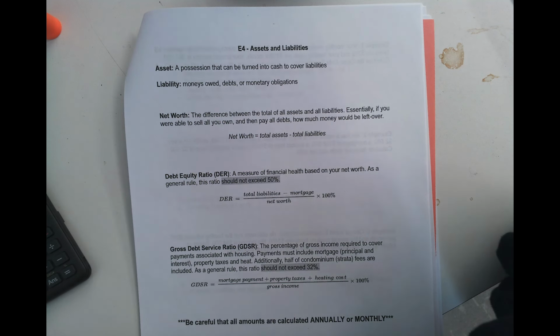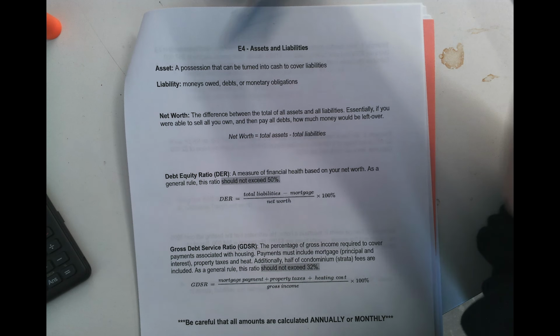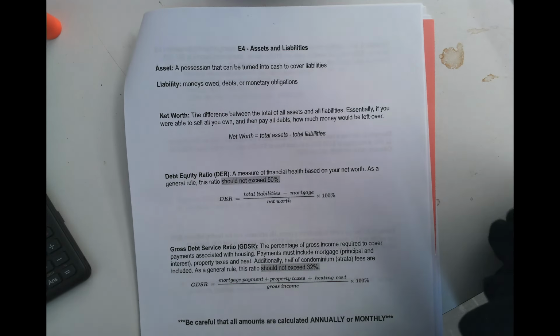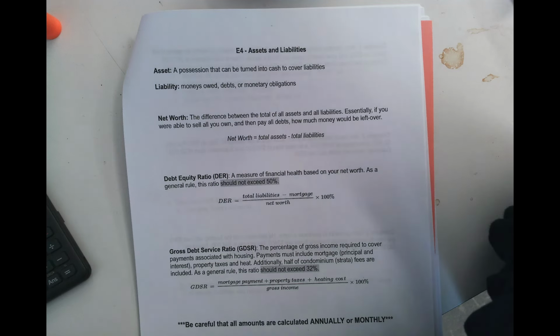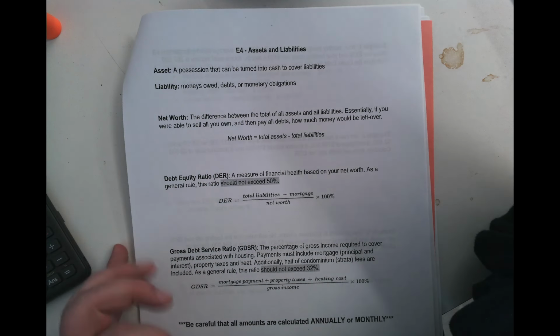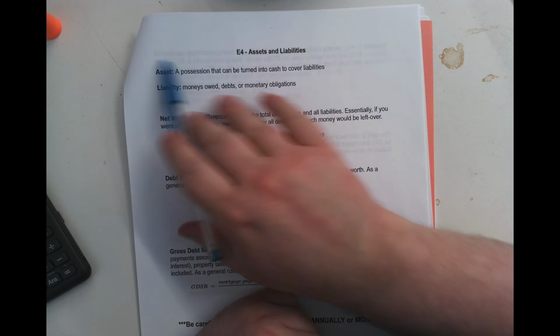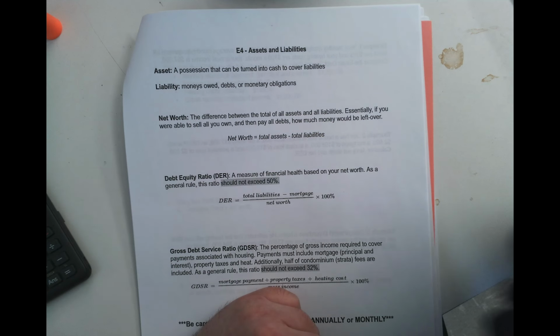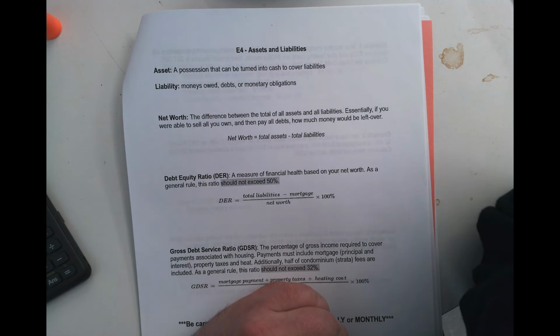But first, what is an asset? What is a liability? Well, an asset is a possession, so something that you own that can be turned into cash to cover any liabilities. And a liability is if you owe money, if you are in debt, or just if you have a loan, for example, that you're paying off. Those are all liabilities. So with these two things, we can calculate something called the net worth, which is the difference between the total of all of your assets and all of your liabilities.